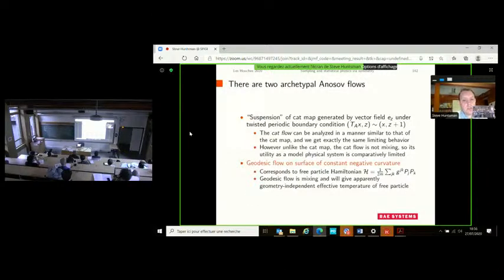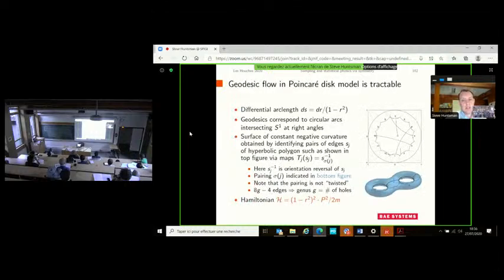So what we'll do instead is look at the geodesic flow on a surface of negative curvature. So you've got the free particle Hamiltonian. This is a mixing flow, and apparently it's going to give results that don't depend on the details of geometry. Here are the details. You've got this form for the metric. Geodesics are circular arcs intersecting the circle, and you identify edges according to a pairing that we don't have to dwell on here. And the Hamiltonian, when you write it in the appropriate coordinates, is reasonably nice.